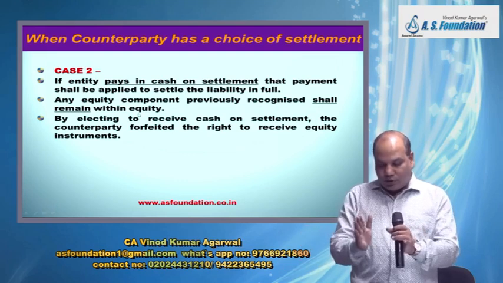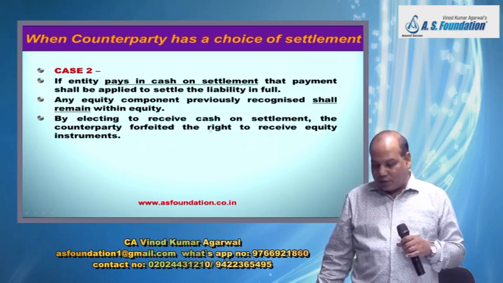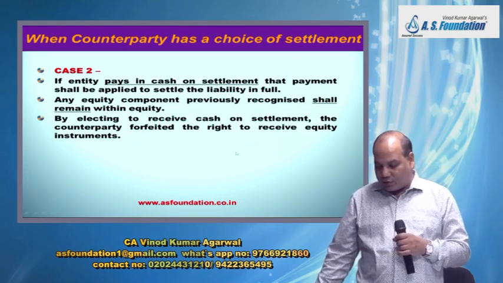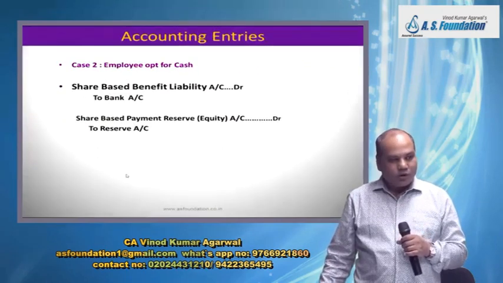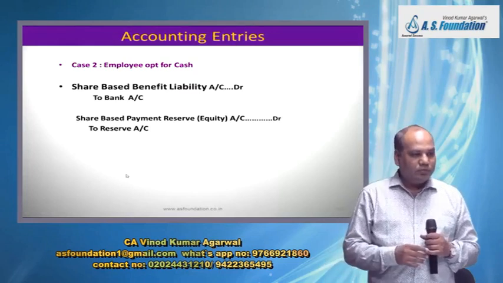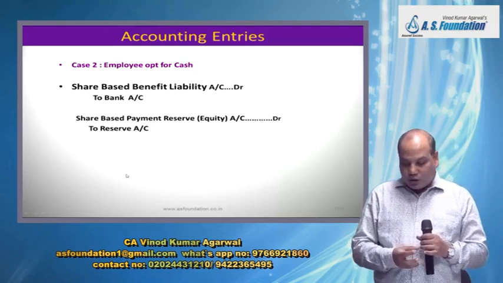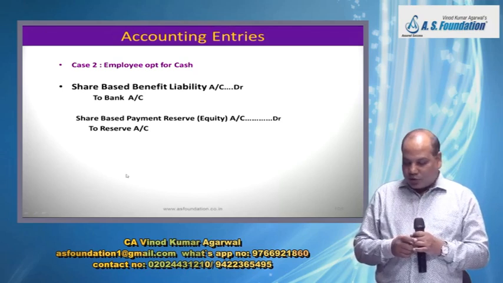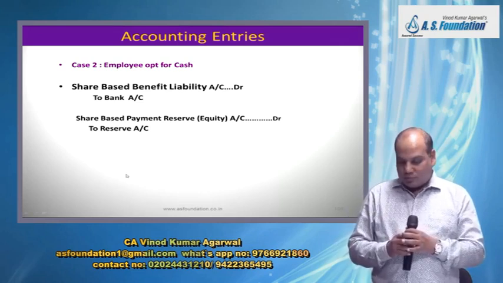But what companies will do, they will transfer it to some reserve account like general reserve. The interpretation of this entry is that if the other party opts for cash settlement, he is forfeiting his right to receive the equity instrument. Journal entry on settlement, right. First year, second year, third year entry will be same. Case 2, employee opts for cash. If he opts for cash, I have already calculated what would be the amount payable to him.